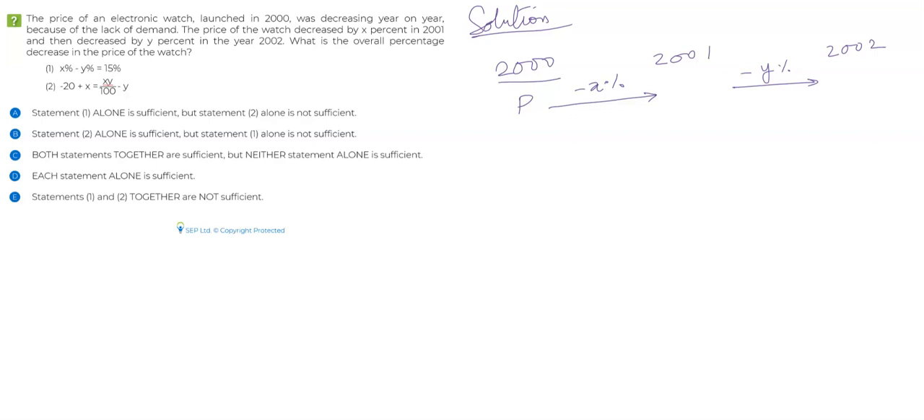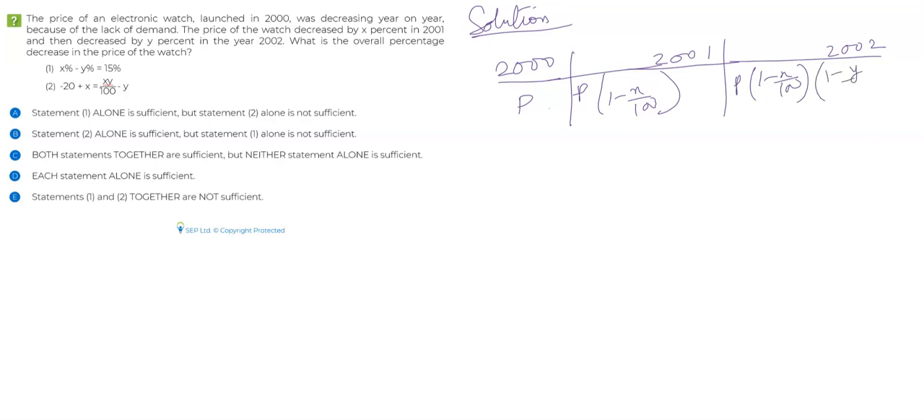One is to use a very methodical approach and write everything down. That is, if there's an X% decrease, then the value in 2001 would be P into 1 minus X by 100. If there's a Y% decrease, then we can write this as P into 1 minus X by 100 into 1 minus Y by 100. We do that, and then we find out the percentage change. Now see, there is a decrease here, so we can say final value minus initial value by initial value into 100.